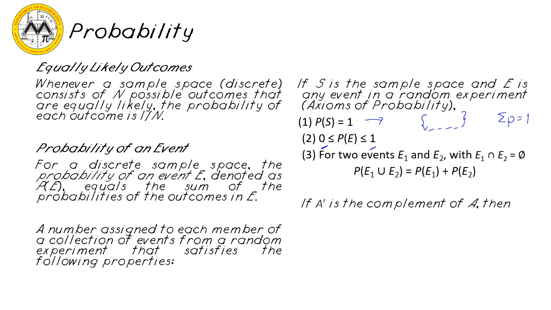Thus, if A and A prime are complementary events, the probability of A plus the probability of A prime, since they are complementary, should add up to 1. So the probability for the complement of A is 1 minus P of A. For example, the probability of raining is 0.4. The probability of not raining is 1 minus 0.4 or 0.6.